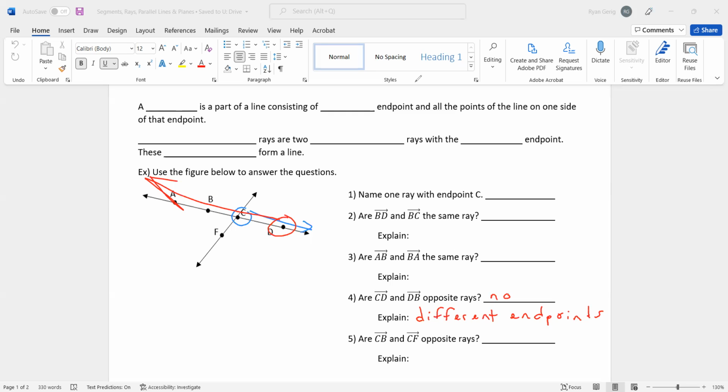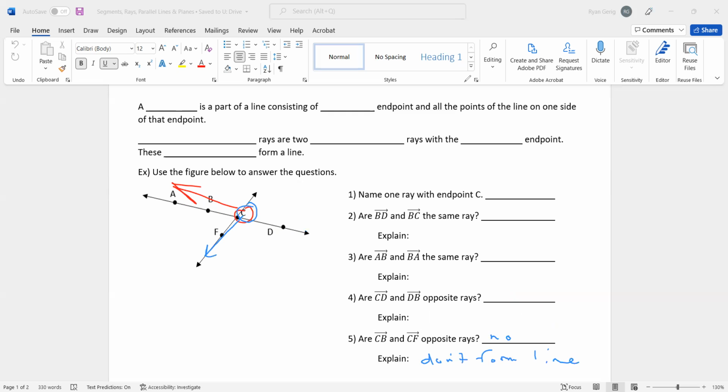Okay. Number 4, this is usually a little bit easier for people to see. Are CB and CF opposite rays? So CB, C goes towards B, and CF starts at C and goes towards F. Are they opposite rays? No, they're not. They don't form a line. They have the same endpoint, but they don't form a line.